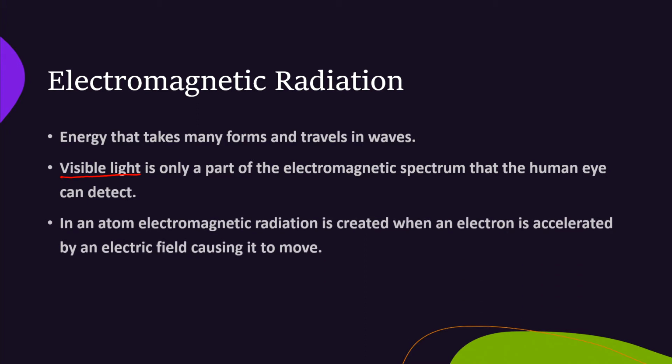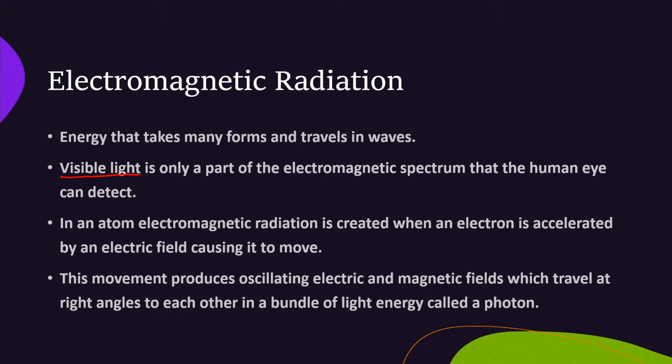So as chemists, we want to see how this relates to matter. In an atom, electromagnetic radiation is created when an electron is accelerated by an electrical field, causing it to move. And this movement produces oscillating, so that's moving, electric and magnetic fields, and they are traveling at right angles to one another. And they do this in a bundle of light that we call a photon.